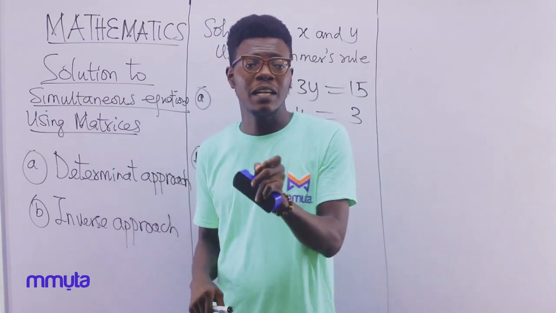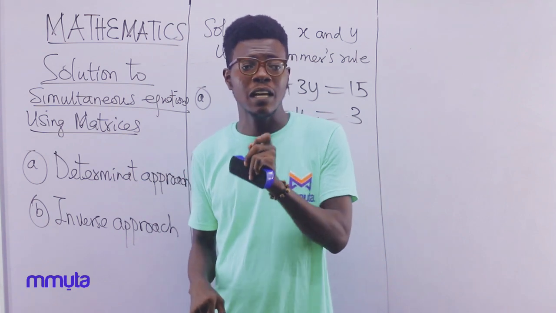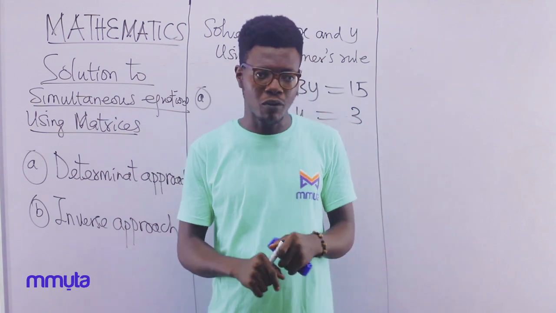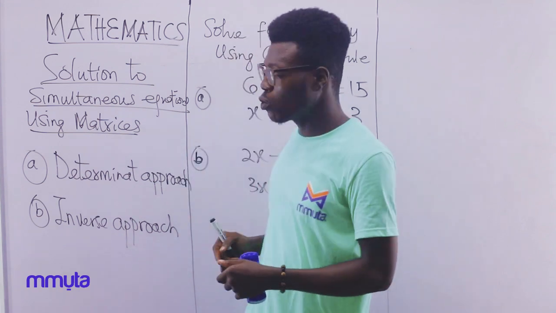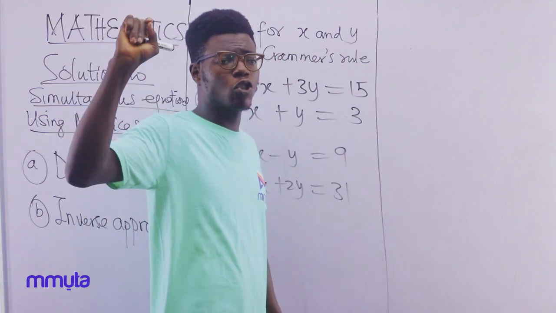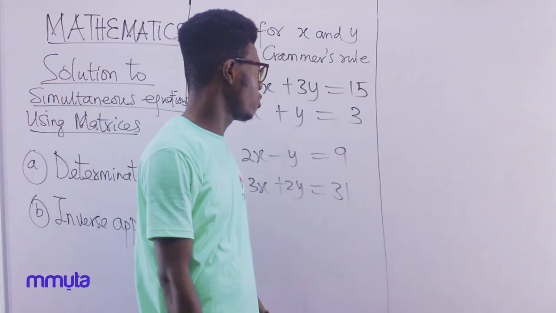The first one is the determinant approach. Another name for the determinant approach is called Cramer's rule. And the second one is the inverse approach. Okay, so we are going to solve the two questions on the board using the determinant approach. In our next video, we are going to make use of the inverse approach.